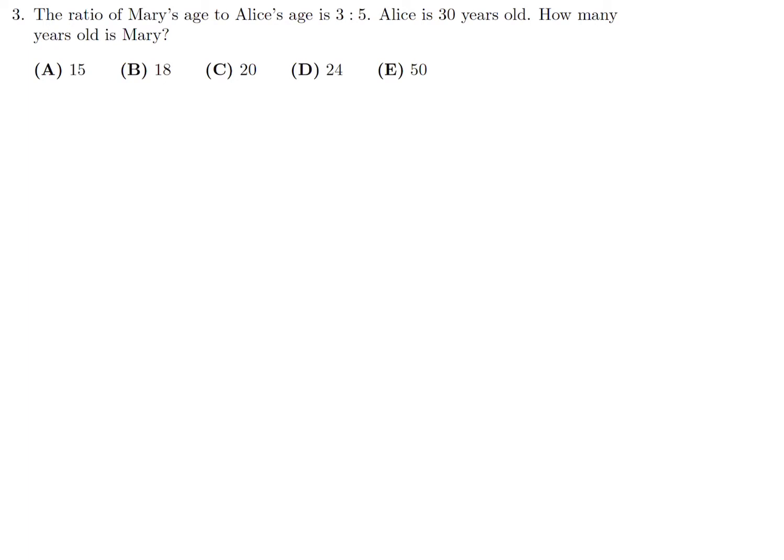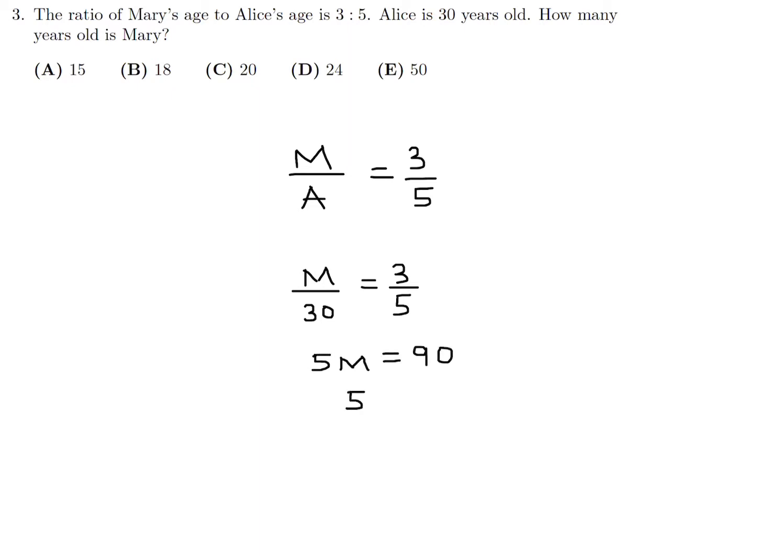The ratio of Mary's age to Alice's age is 3 to 5. Alice is 30. How many years old is Mary? So Mary divided by Alice is 3 over 5. They tell you that Alice is 30, and then we have to figure out Mary's age. So the ratio is 3 over 5. Cross multiply and you get 5m is equal to 90, and therefore m is equal to 90 divided by 5, which is 18. So number 3, the answer is B.